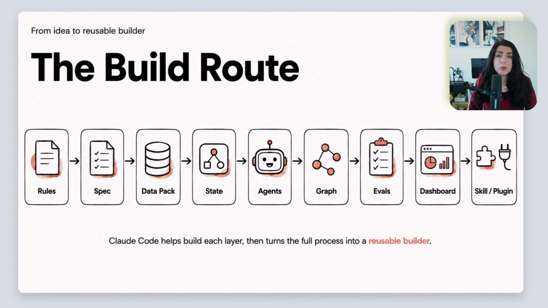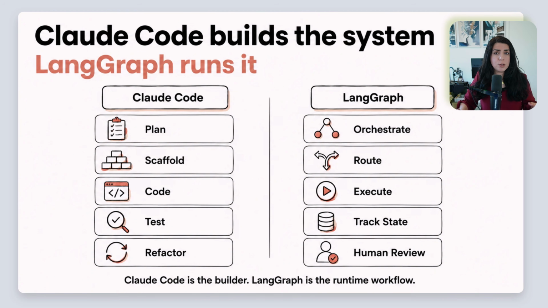Okay, let's build what I have just shown you. This is our build route. We go from rules, specs, data packs, state, agents, graph, evals, dashboard, and finally to our skill plugins. We use actually Claude Code to build the layers, but then we have a full process in a reusable builder. So Claude Code builds actually the code.